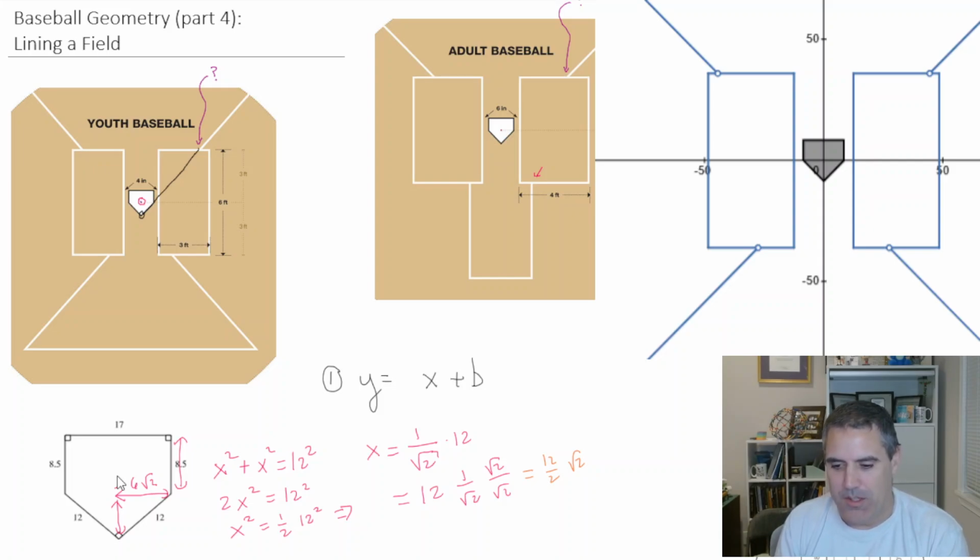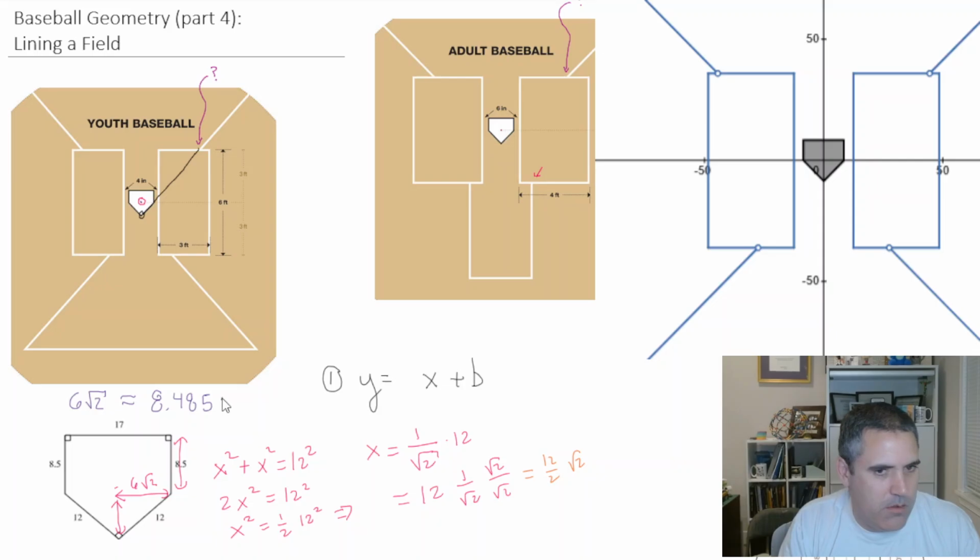And this is the part that a non-math person will be like, who cares? And that's fine. You don't have to care about anything. But it isn't quite exact. It's significant enough that I'm surprised there isn't more mention of this. But this is 8.48528 and change. It's an irrational number.